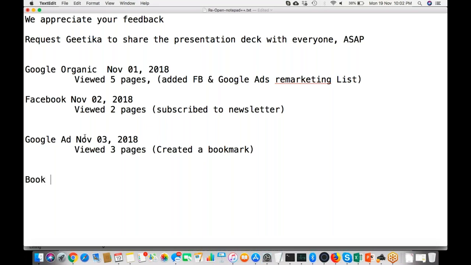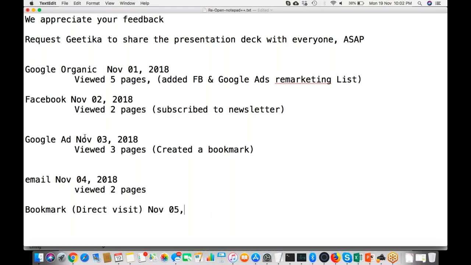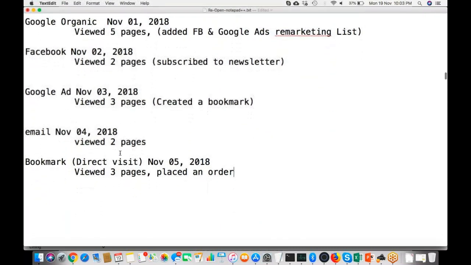Then I got an email on November 4, and I viewed two pages. Finally, using the bookmark, which is a direct visit. When you click a bookmark, it is considered as a direct visit on November 5. I reached the website, viewed three pages, and placed an order. This is a conversion.